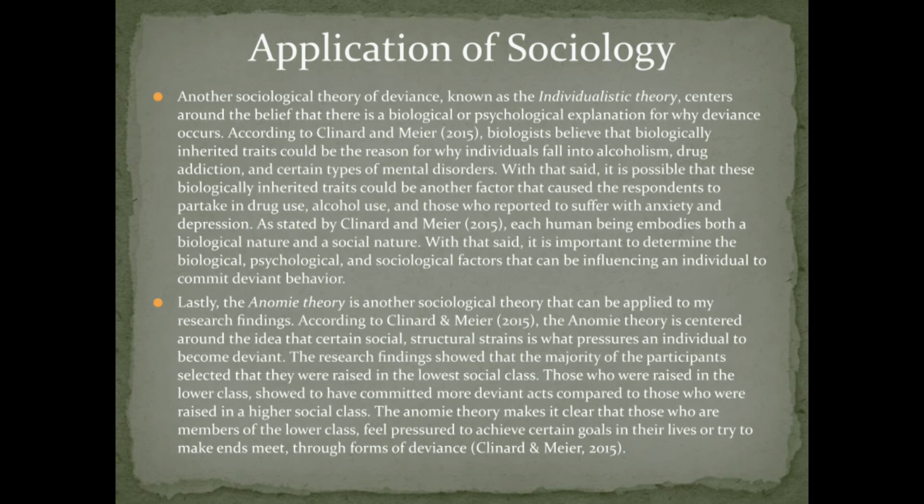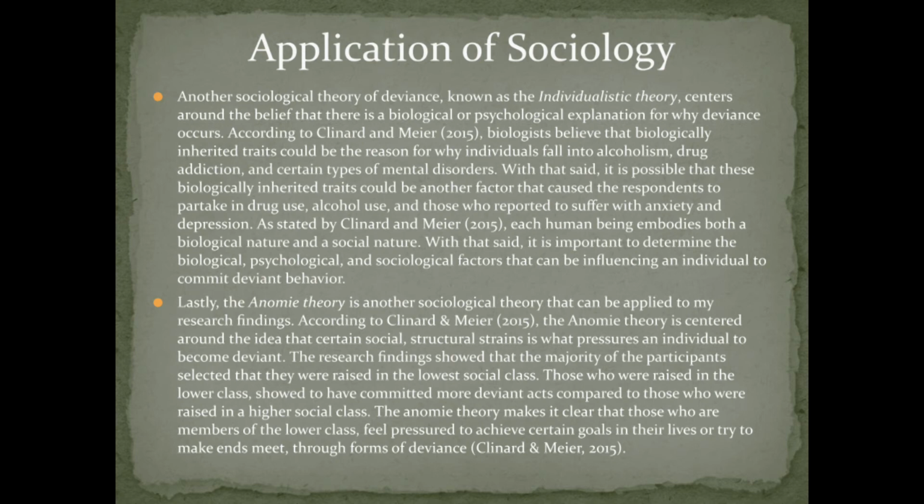Another sociological theory of deviance, known as the individualistic theory, centers around the belief that there is a biological or psychological explanation for why deviance occurs. According to Clinard and Mayer, biologists believe that biologically inherited traits could be the reason for why individuals fall into alcoholism, drug addiction, and certain types of mental disorders. With that said, it is possible that these biologically inherited traits could be another factor that caused the respondents to partake in drug use, alcohol use, and those who reported to suffer with anxiety and depression.